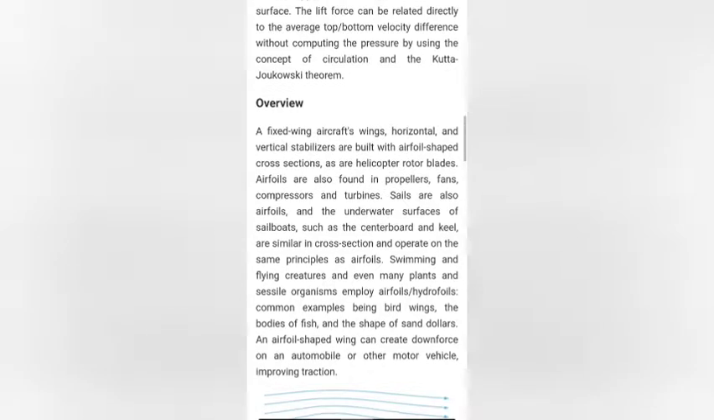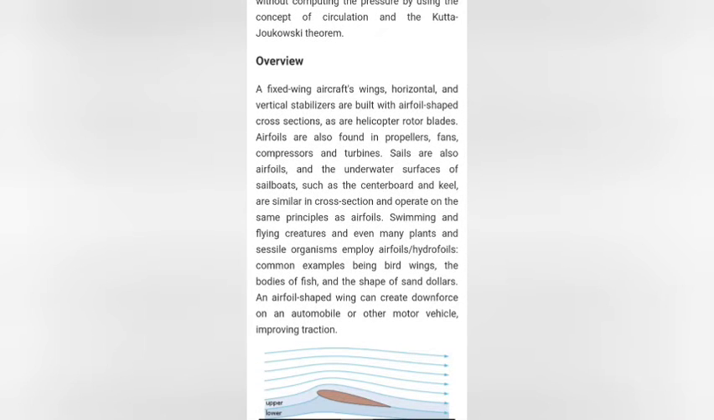Overview: a fixed-wing aircraft's wings, horizontal and vertical stabilizers are built with airfoil-shaped cross-sections, as are helicopter rotor blades. Airfoils are also found in propellers, fans, compressors, and turbines.